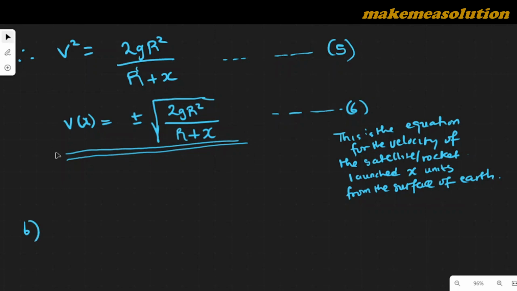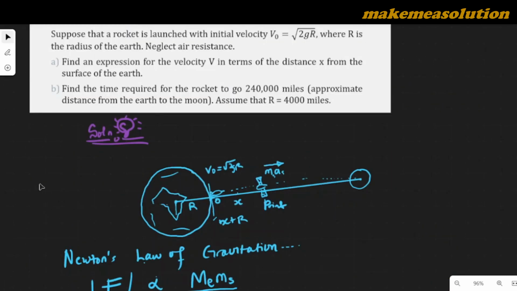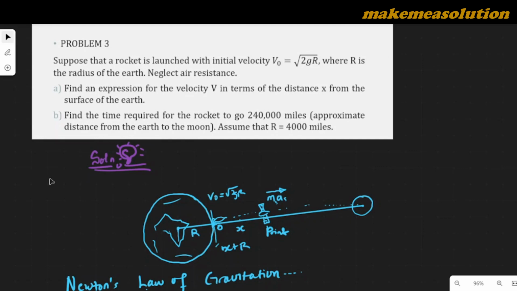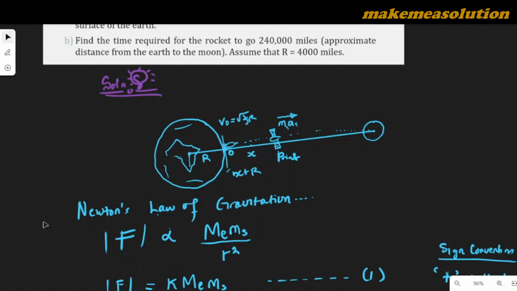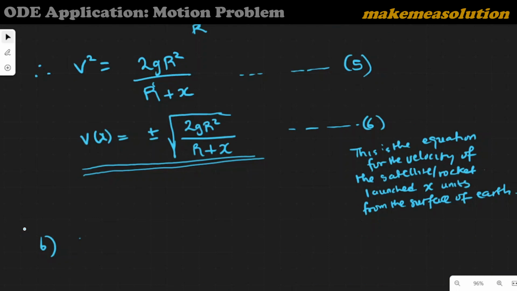so let's just scroll to the b part of the question and see what it is. The b part of the question says, find the time required for the rocket to go 240,000 miles, approximate distance from the Earth to the moon, assuming that r is equal to 4,000 miles. So let's take note of the units: 240,000 miles, and r is approximately 4,000 miles. Everything is taking us back to our equation 6. Is that okay? Everything is taking us back to equation 6.